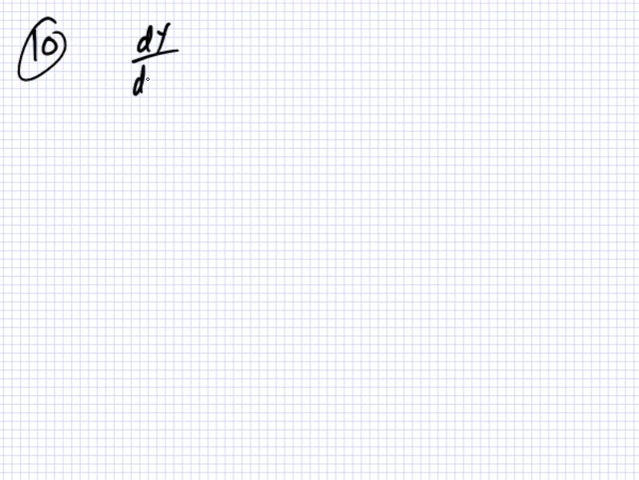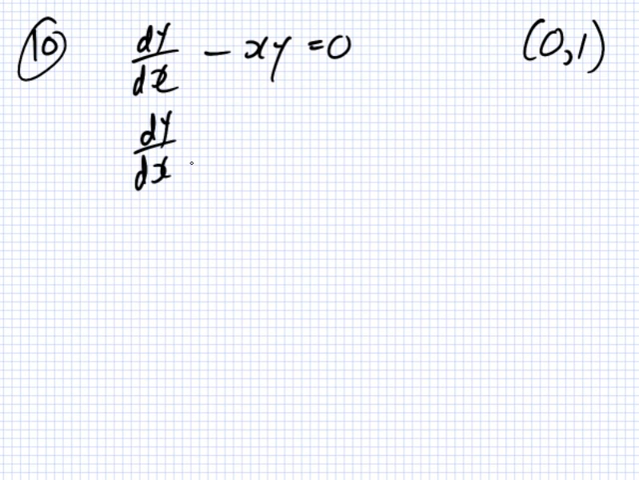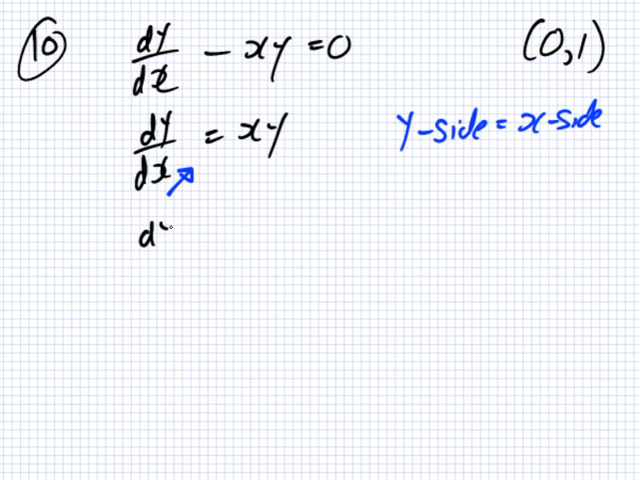dy/dx minus xy equals 0. And again, the point is (0, 1). Alright, so first thing I should do is bring the xy to the other side. Now, on the left is the y side, and on the right will be the x side, because I can bring this up to the right. So now I have dy equals xy dx.